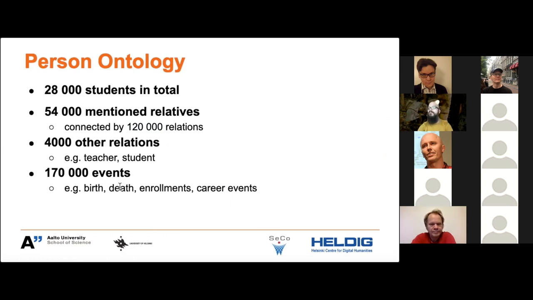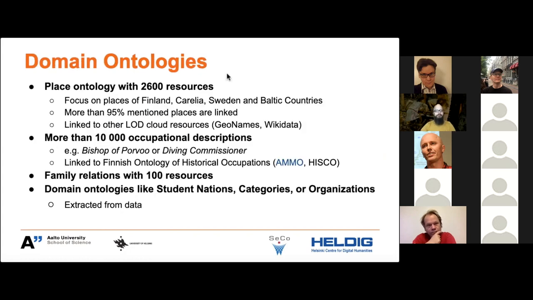The biographical data is enriched with 170,000 events, like births and deaths, with events related to a person's career. In addition to people and event data, the entire dataset uses domain ontologies of, for example, places, occupations, family relations, and student nations. The place ontology with 2,600 resources is custom made for this project. The ontology includes historical place names from, for example, Karelia, Baltic countries, and Central Europe. The data has many references to small villages located in Sweden, which were extracted from GeoNames data service.